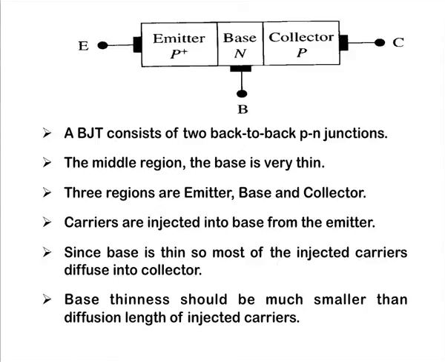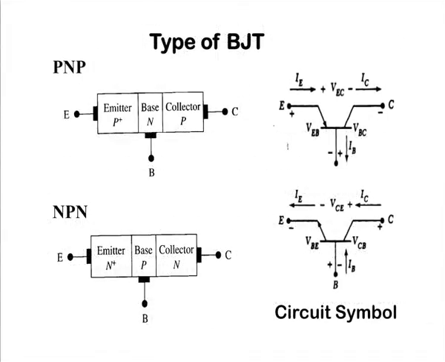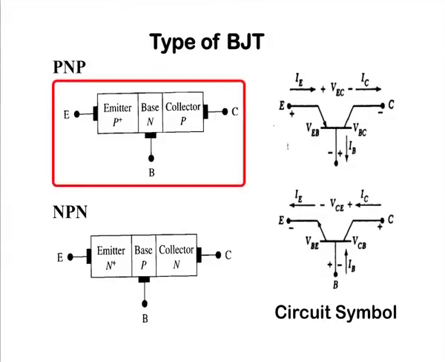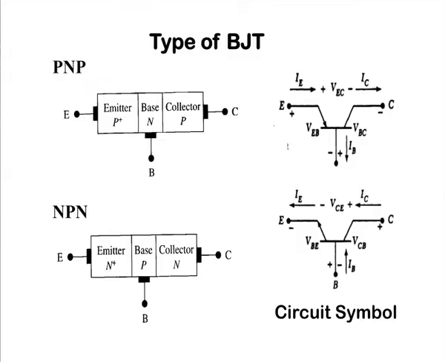Now we can divide bipolar junction transistors into two categories: the first is PNP and the second is NPN. In a PNP transistor, the emitter is P doped, the base is N doped, and the collector is again P doped. This is called PNP, and we have three terminals: one from the emitter, the collector and the base.